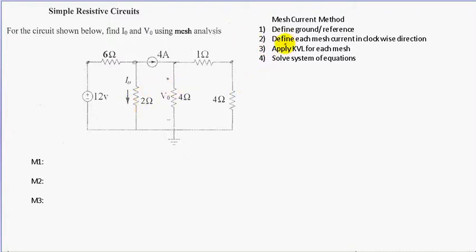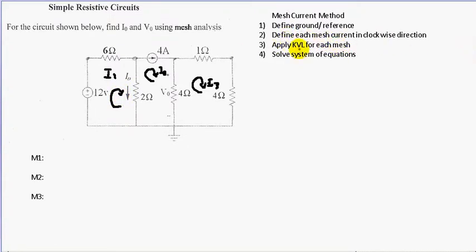So let's define our mesh currents in a clockwise direction. Mesh current 1, we'll call that I1, I2, and I3. After defining our meshes and their currents inside the mesh, that's why it's called mesh current analysis.